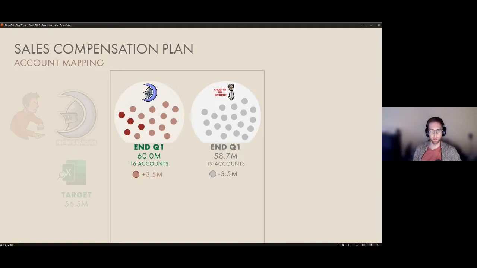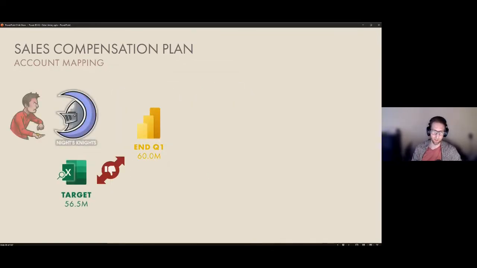It increased by 3.5 million because of something that happened with our customer master data. But of course, our salesperson's Excel file doesn't know this, and they had no visibility on this happening either. When they're looking at the report, all they see is that their file and the target that they were given at the beginning of the year, 56.5 million, is different from Power BI. So Power BI is wrong.